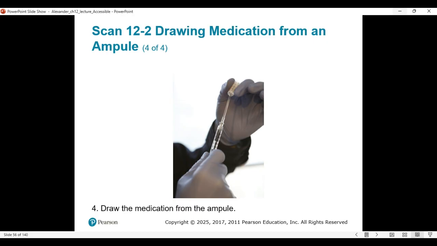So you're going to draw it out, dispose of your filter needle by putting it in the sharps container, and then we'll put the actual injection needle on to make the injection. If we're going to use a needle, we'll inject it. If we're going to use an IV, we'll just hook it up to the IV.